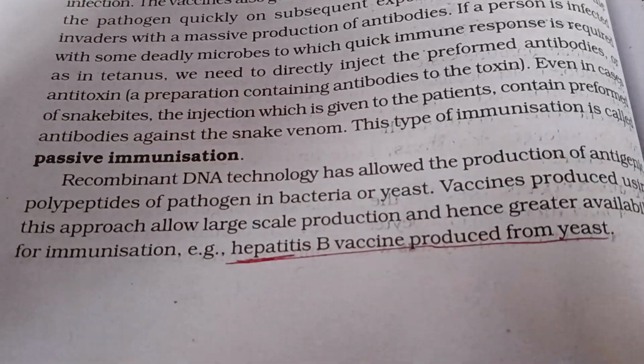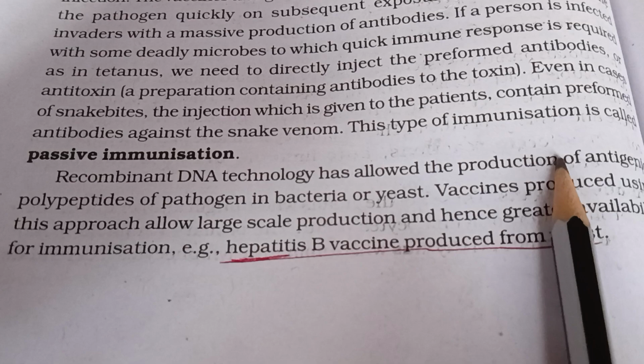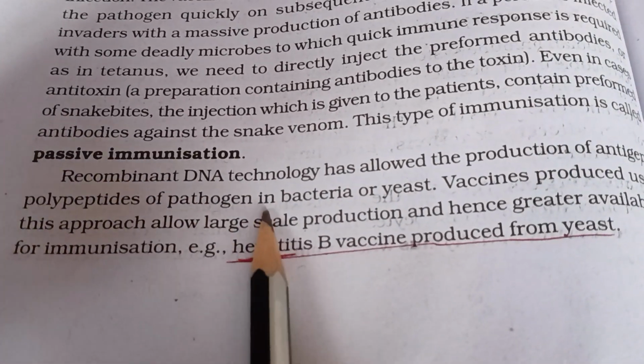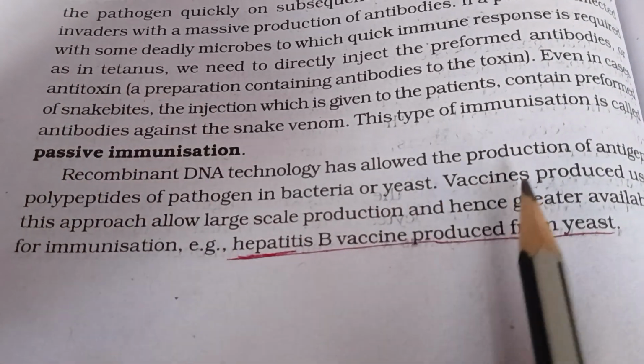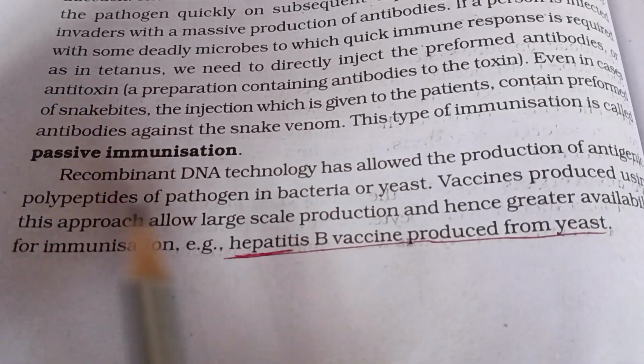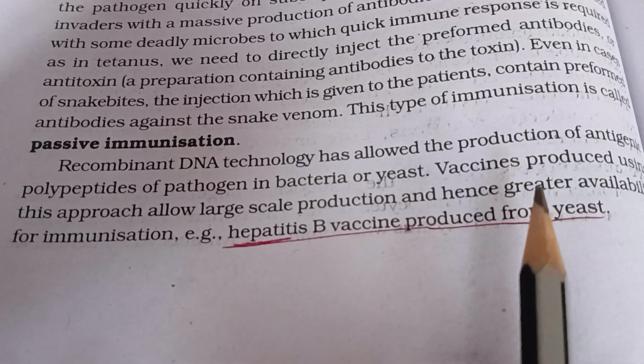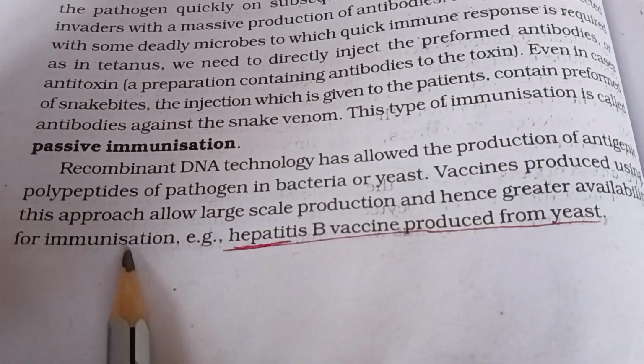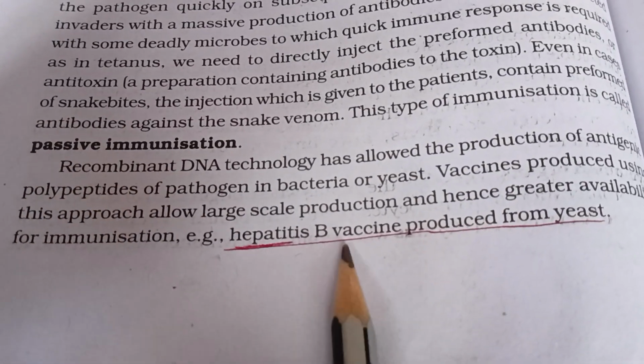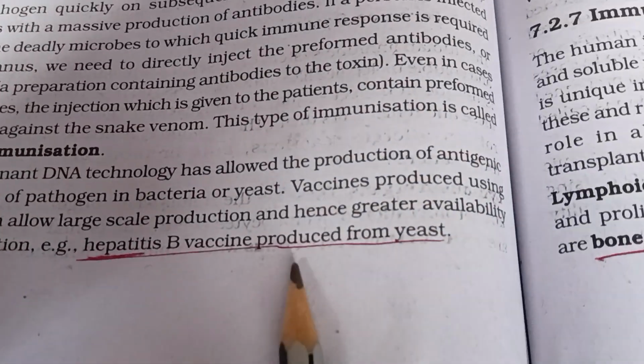Recombinant DNA technology has allowed the production of antigenic polypeptides of pathogens in bacteria or yeast. Vaccines produced using this approach allow large-scale production and hence greater availability for immunization. Example, hepatitis B virus vaccine produced from yeast.